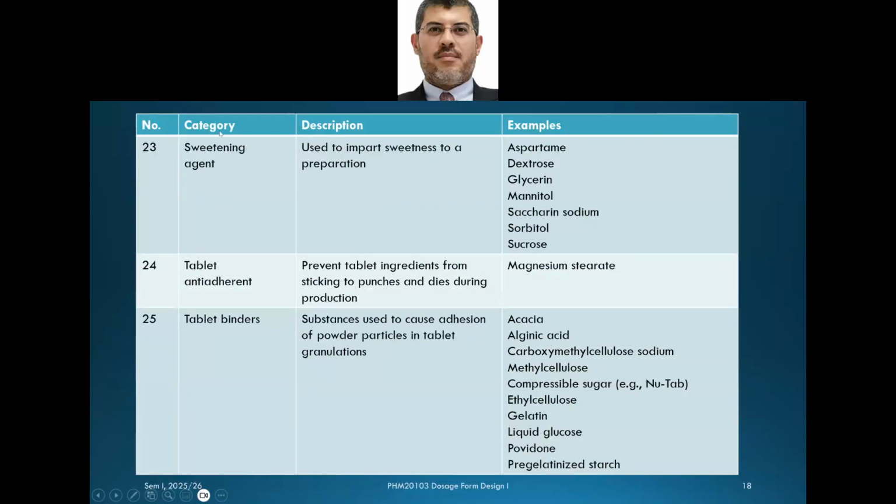Some excipients are used as sweetening agents. I make a syrup, for example, and I want to make it sweet, so I can add a sweetening agent to impart sweetness to the preparation, like aspartame. This is synthetic. Dextrose is natural. Glycerin is natural. Mannitol is natural. Saccharin sodium is synthetic. Sorbitol is natural, and sucrose is natural.